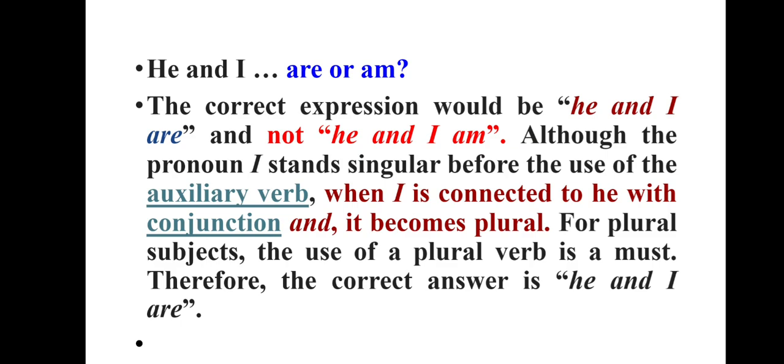I have already told you that he and I are the partners in this project, right? He and I are the partners in this project, not he and I am. No. Why? Because he and I are two people, and two means plural, and for plural, "are" will be followed. So that's the rule. Please take care. If you are having any confusion for any discussion, you are most welcome.